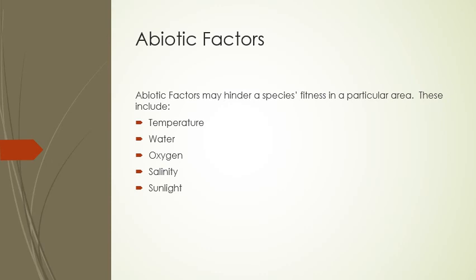Salinity. If it's too salty, what passive process do you have to worry about? Osmosis. If it's too salty around you, you're going to lose water. And the name of the game when you're living on land is hold water on the inside. And of course, the amount of sunlight present. So all of these are abiotic factors. So between the biotic factors and the abiotic factors, you're going to control for dispersal of an organism.